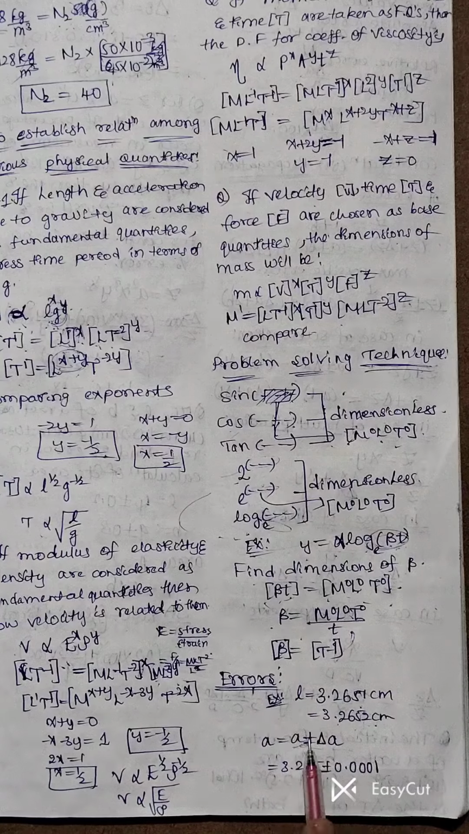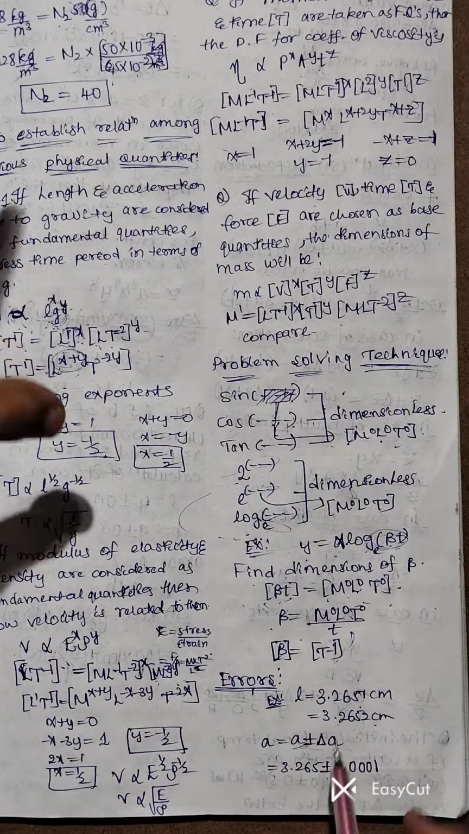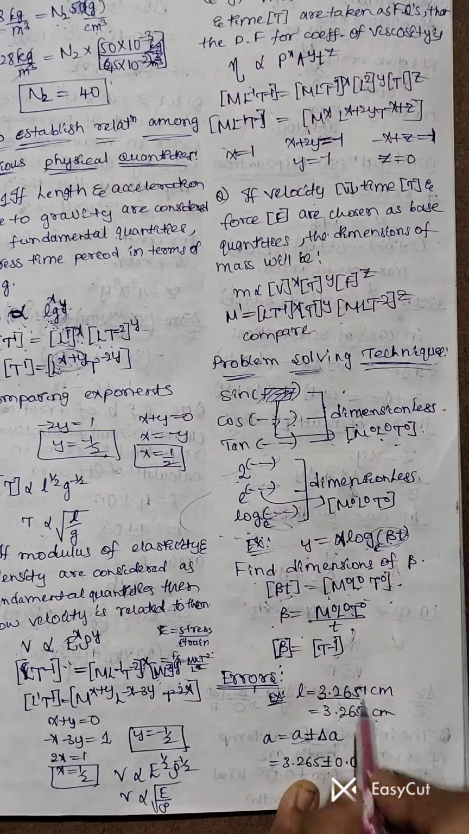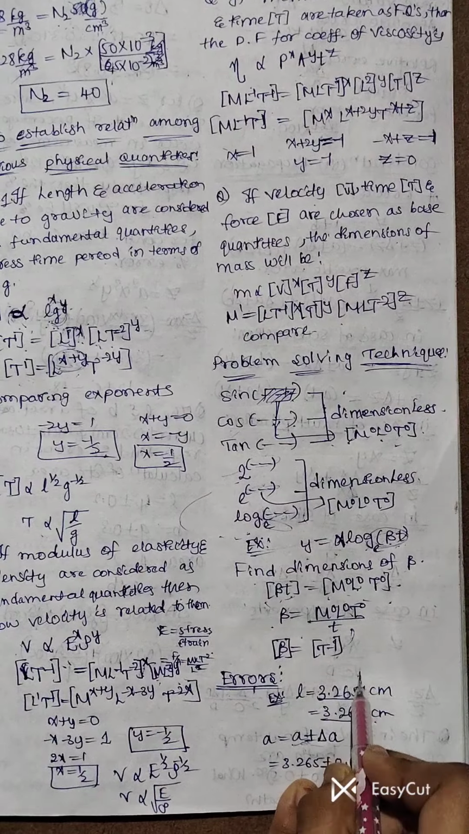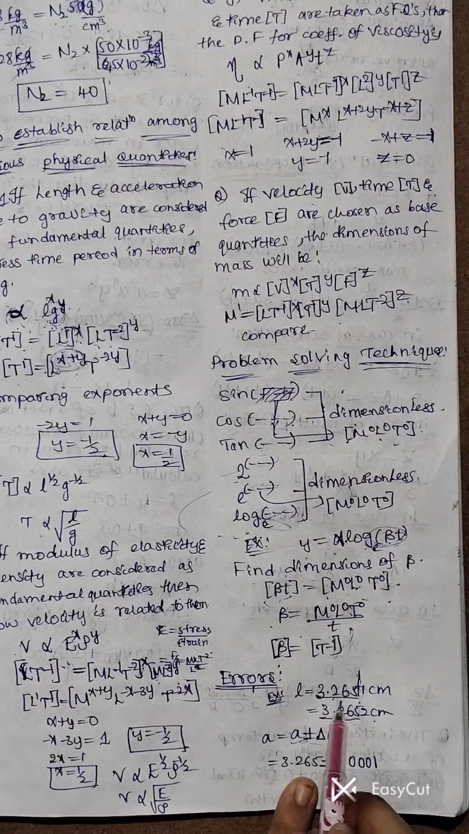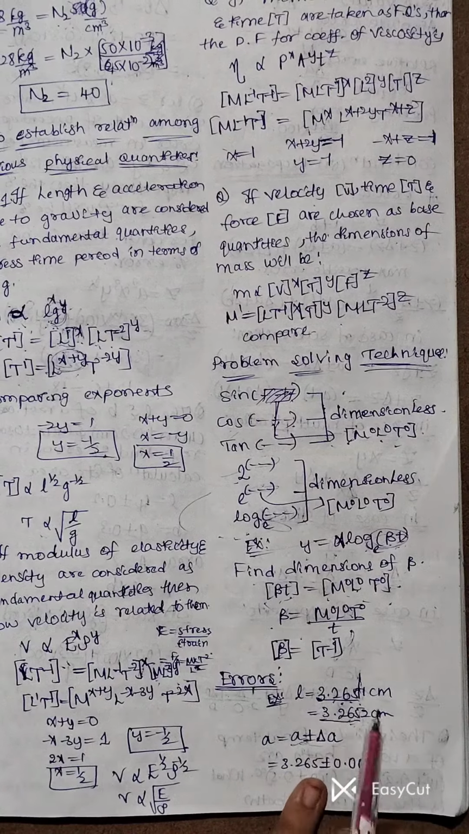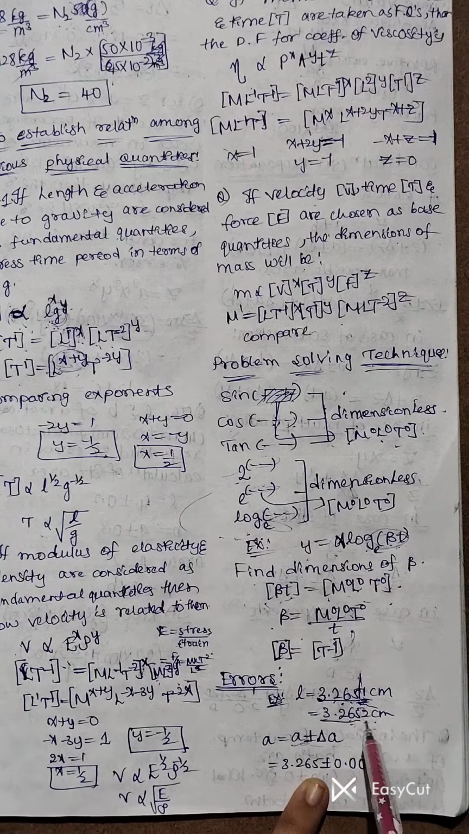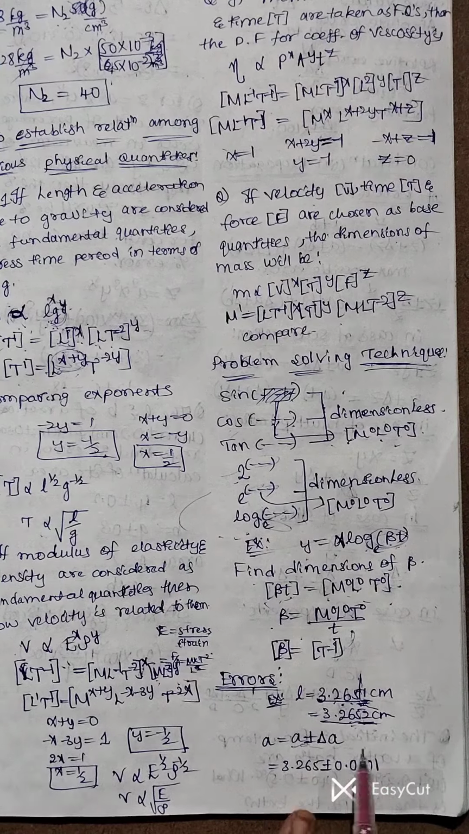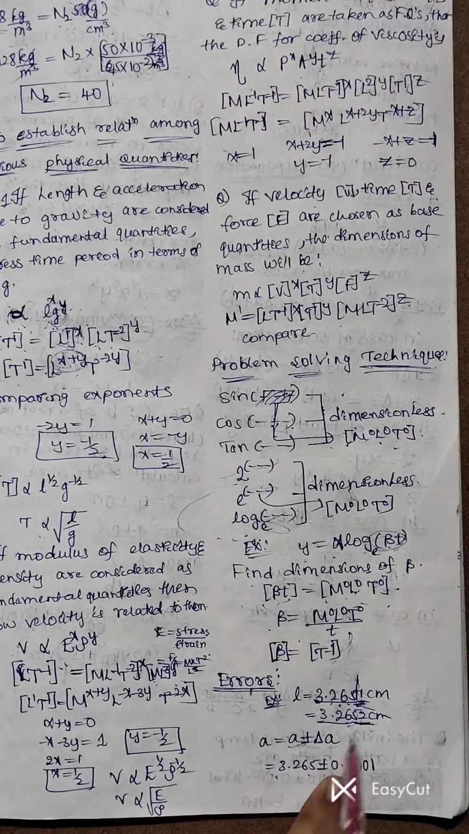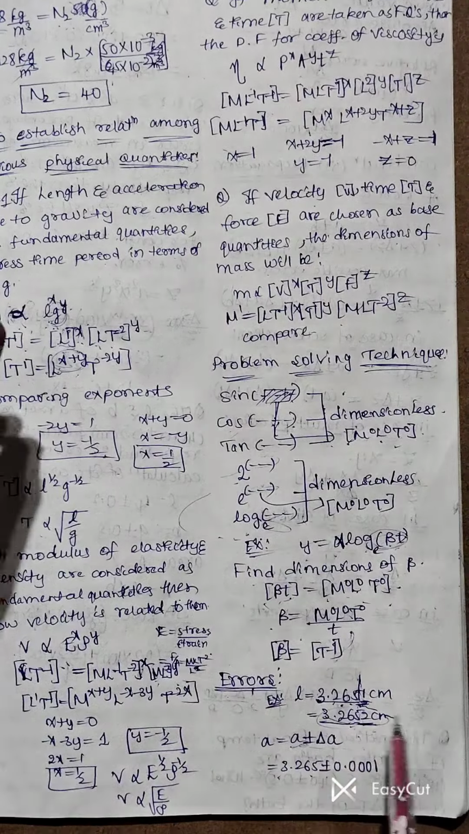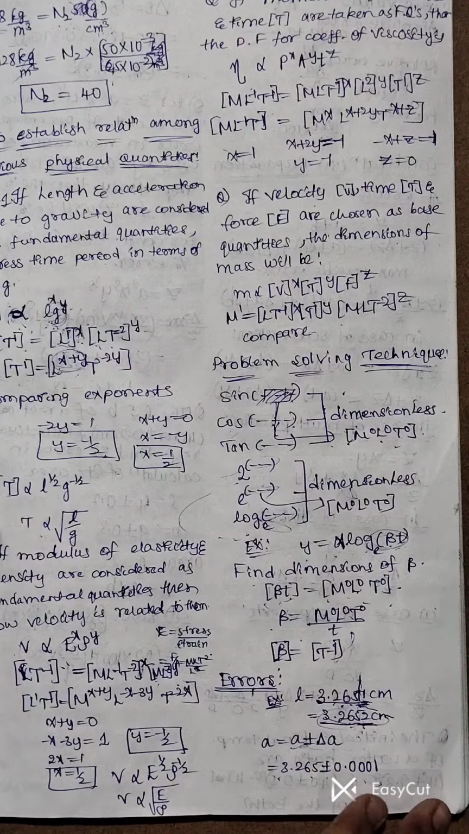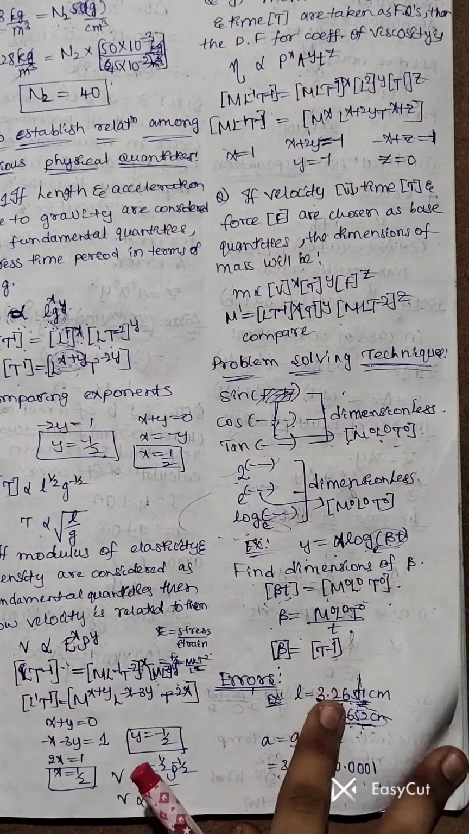A is equal to A plus or minus delta A. To calculate that error, see here, these two quantities are the same up to 3.265. They vary only after this. Here it came as 1 and here it came as 2. So 3.265 is common, plus or minus the error in both is 0.0001. In such a way we'll calculate error. I'll give you more examples, and you will get clarity.